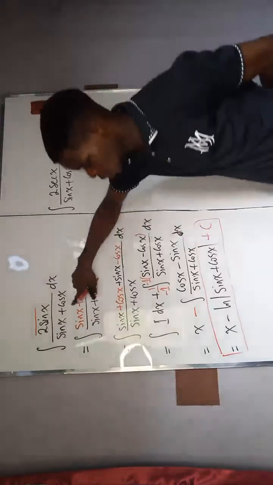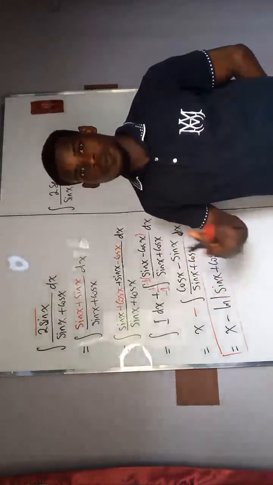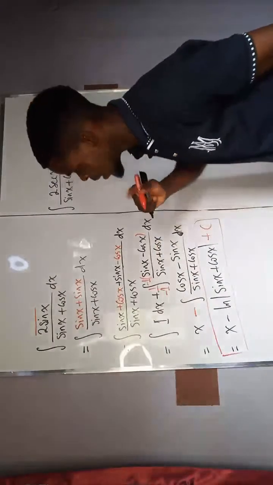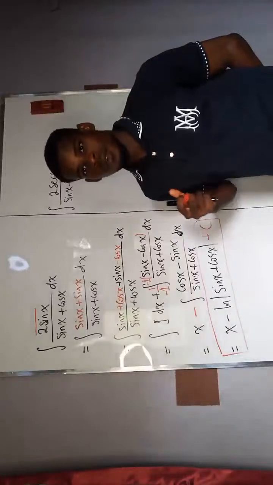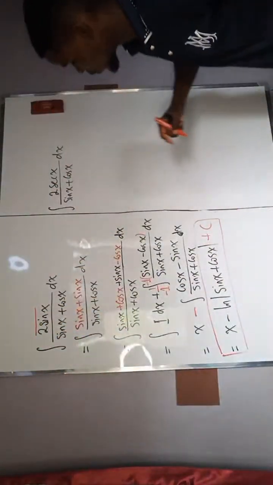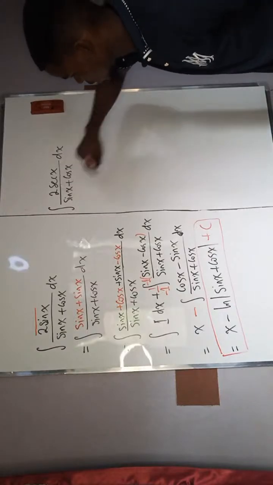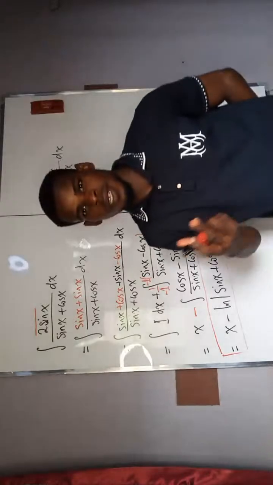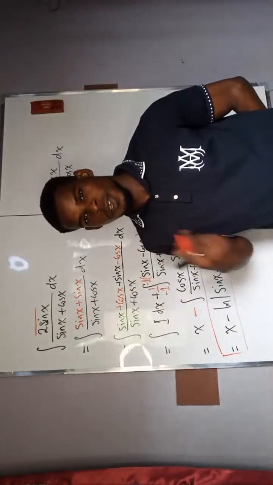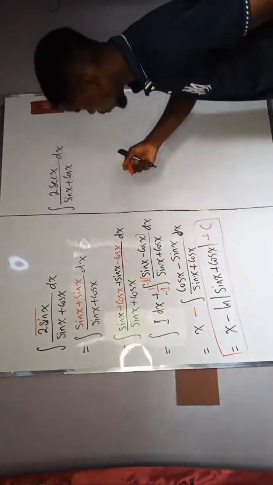So what we did here was to rewrite the 2 sine x as sine x plus sine x. Well, should we rewrite this as secant x plus secant x? What do you think? Will it work that way? Let's see. Well, secant x plus secant x. You can go ahead and do that and maybe put your comment. Okay, let's see what you got. But I'm not going to do that.